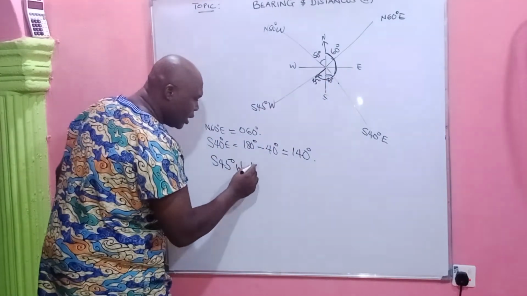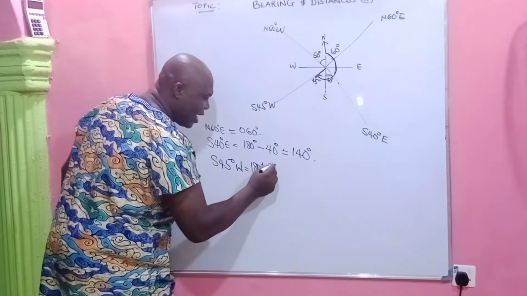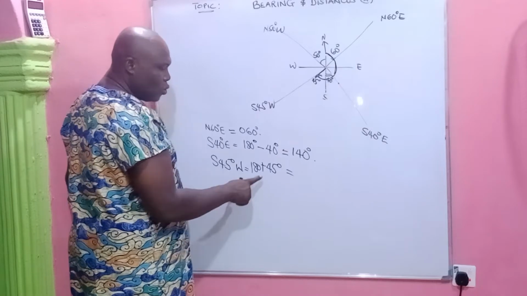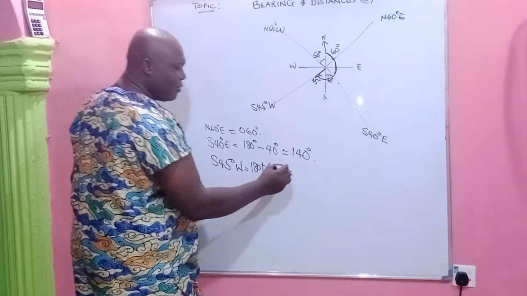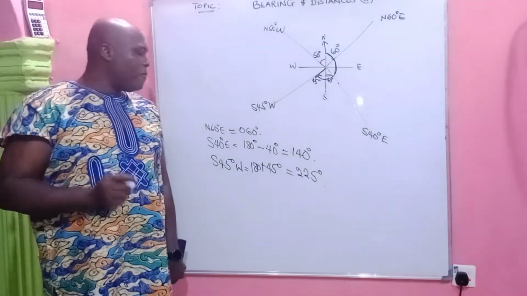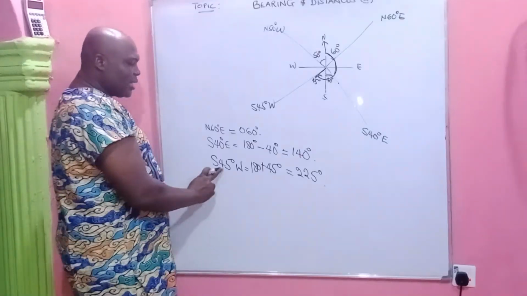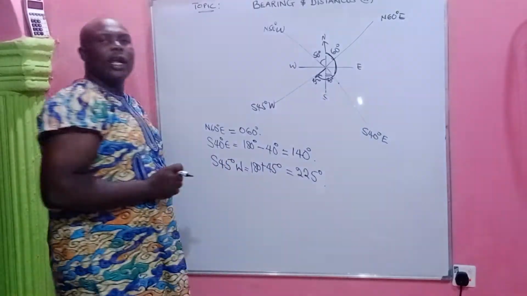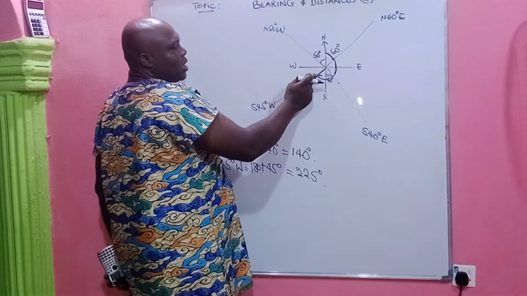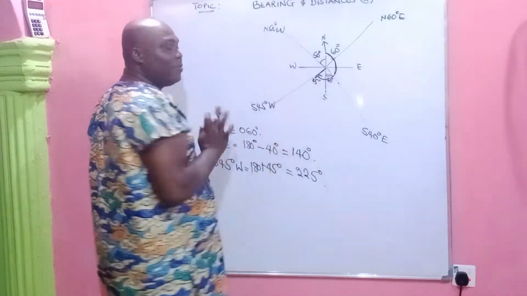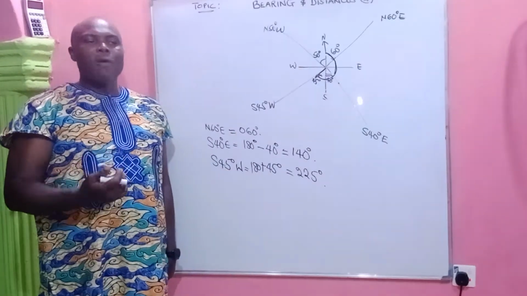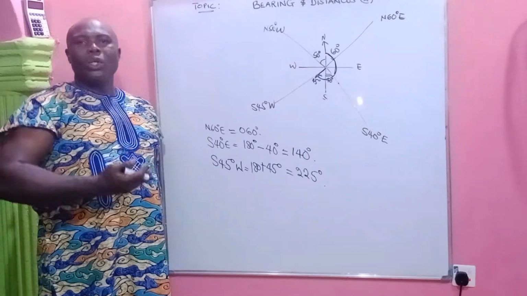So that will give us 180 plus 45 degrees. It therefore means that S 45 degrees west will be equals to 180 plus 45. That will be 225 degrees. We've been able to convert it to 3 digits. It means S 45 degrees west to 3 digits is 225 degrees. Meaning that if we turn 225 degrees and touch this line, we've been able to make S 45 degrees west. So we've been able to convert from the 2 cardinal points to the 3 digits.